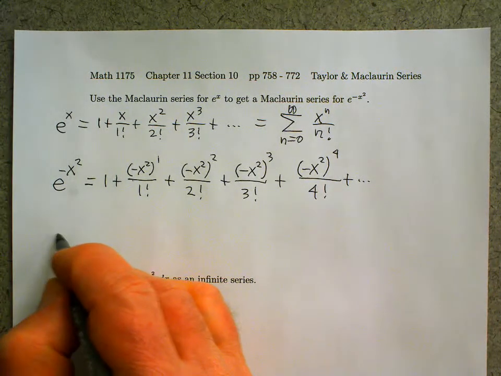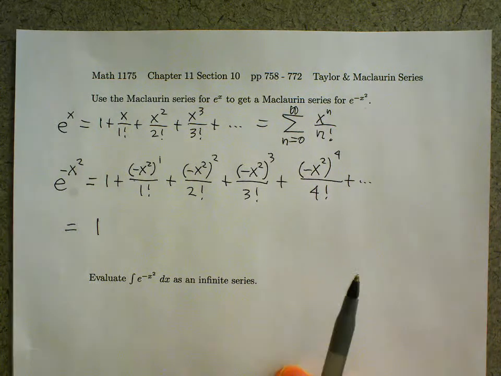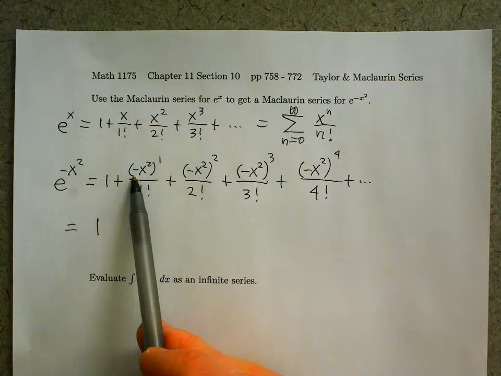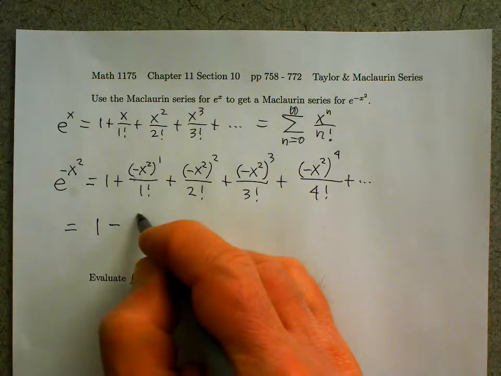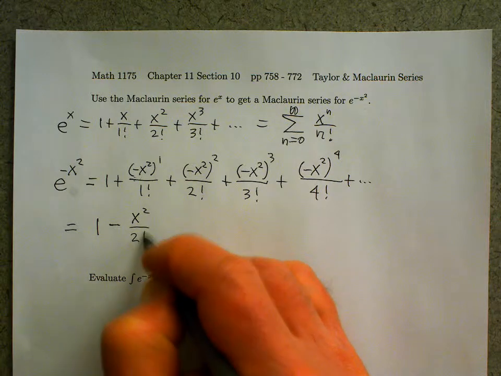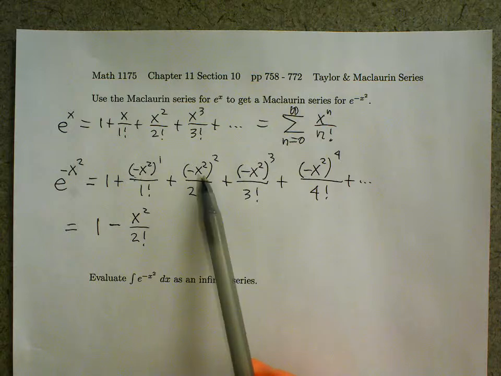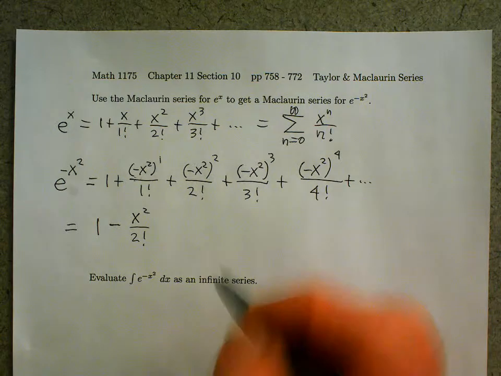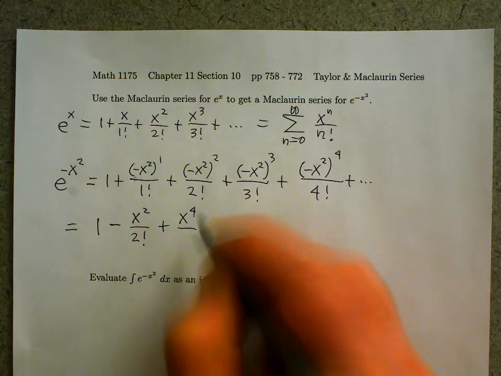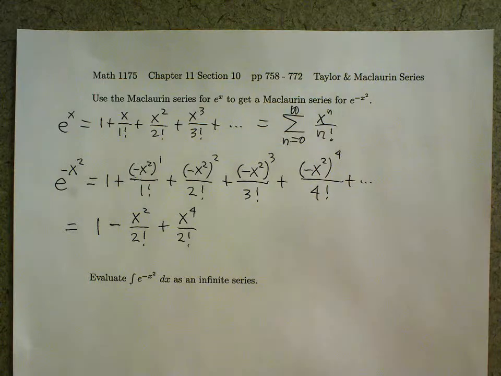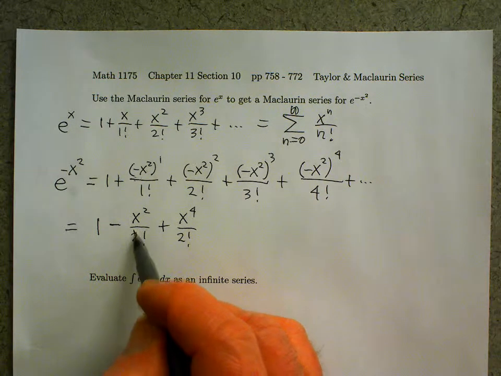Okay, then in the next line, so the term negative x to the second to the first is negative x to the second. So we have minus x to the second over 1 factorial. And the next term, when we square negative x squared, we get positive x to the fourth. So this will be plus x to the fourth over 2 factorial. This one should be 1 factorial.